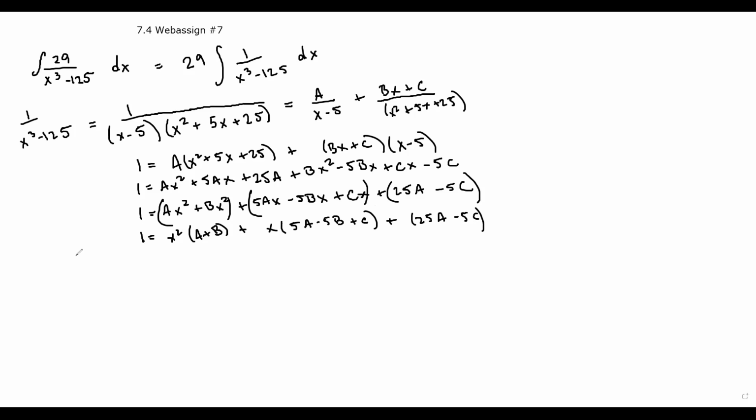And the reason we did that is so that we could set these coefficients equal to each other. So I don't have an x squared term, I also don't have an x term, and my constant term is 1. So let's see what we have here. We're going to say a plus b for my x squared terms equals 0. We also can say 5a minus 5b plus c equals 0. And then I have 25a minus 5c equals 1.